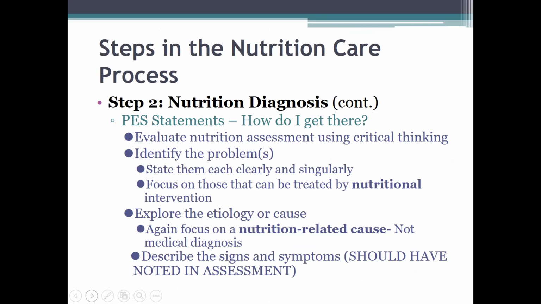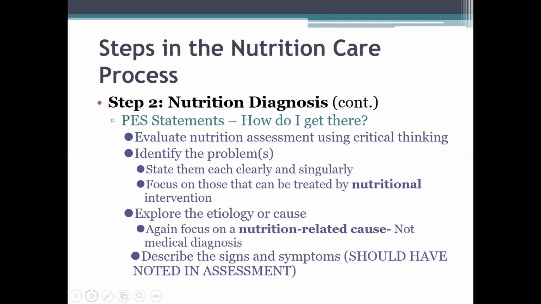So think about all of them sort of singularly. Sometimes students write these huge PES statements, right? Like if they do something like inadequate energy intake, and then for the etiology, they list every single thing. You really want to make them a little bit simpler than that. It's going to be easy to stay organized.